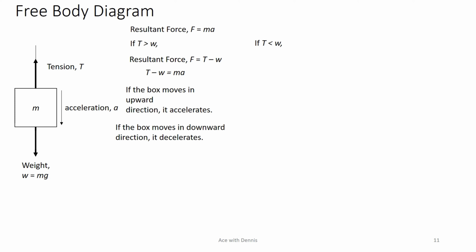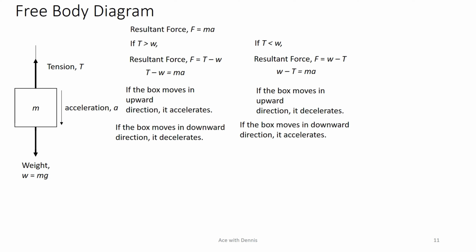The second scenario is if T is less than W, resultant force F will be equal to W minus T. Hence, W minus T equals ma. If the box moves in upward direction, it decelerates. If the box moves in downward direction, it accelerates.